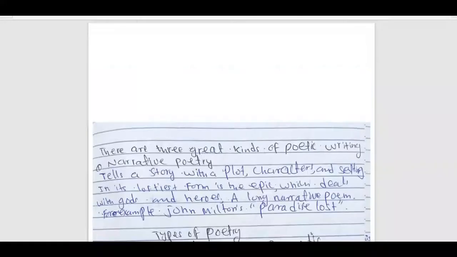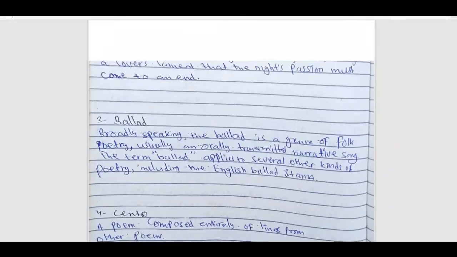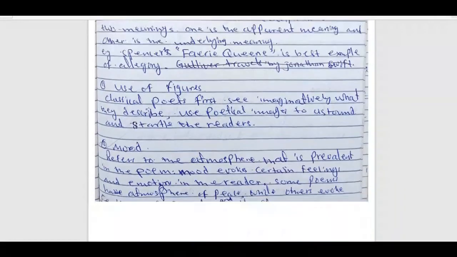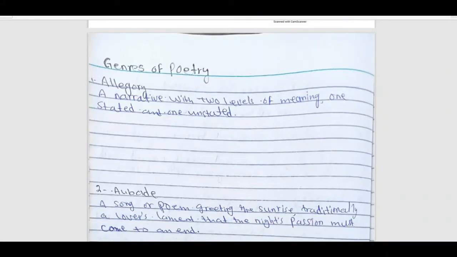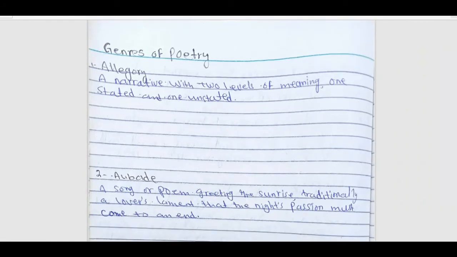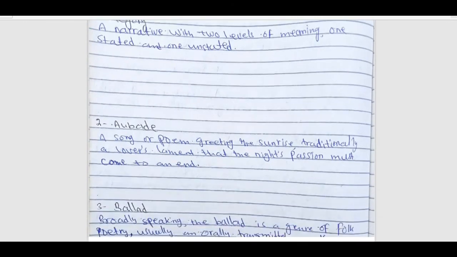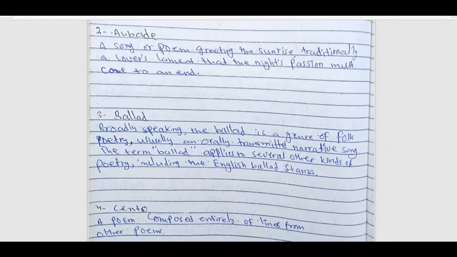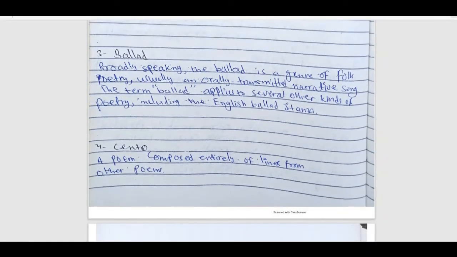Now we'll discuss the subgenres of poetry. There is no need to discuss them in detail, just the definition is enough. Allegory is a narrative with two levels of meaning. One is the stated meaning, that is something that is expressed, and the second one is the hidden, concealed, or unstated meaning. Aubade is a song or poem greeting the sunrise, traditionally a lover's lament that the night's passion must come to an end. Ballad, broadly speaking, is the genre of folk poetry, usually an orally transmitted narrative song, and it implies to serve other kinds of poetry.